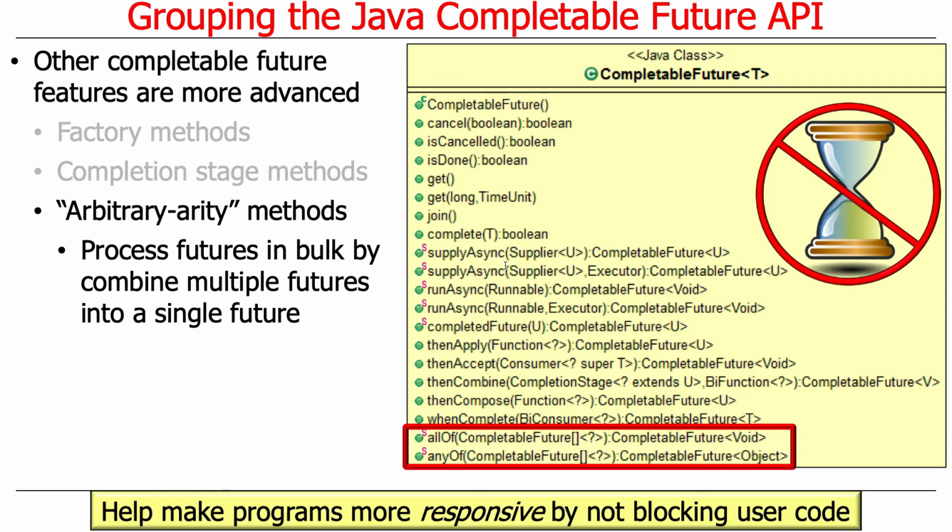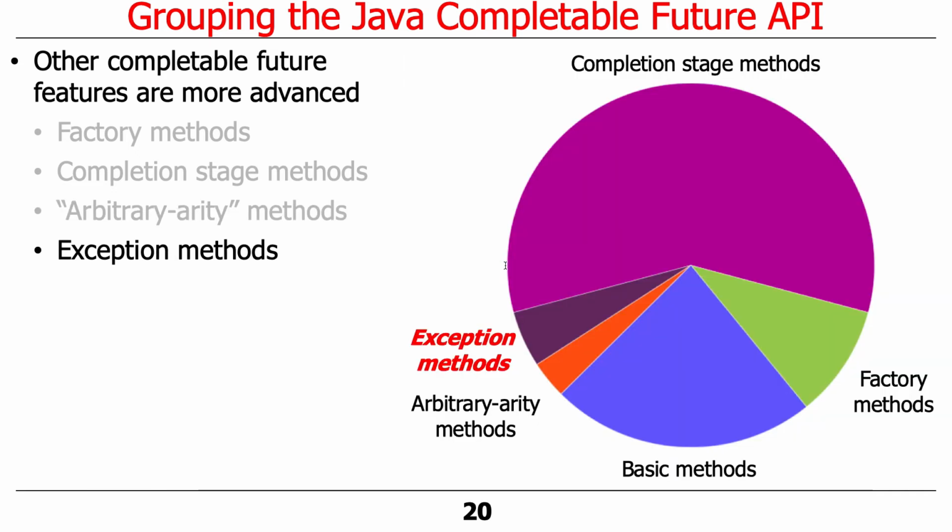And this particular mechanism helps to make programs more responsive by not blocking user code. This is basically composition on steroids, because there are some composition operations available with the completion stage methods. You can wait for 2 things to finish, or you can wait for either of 2 things to finish. But arbitrary arity methods let you wait for n things to finish. That also makes your code more responsive.